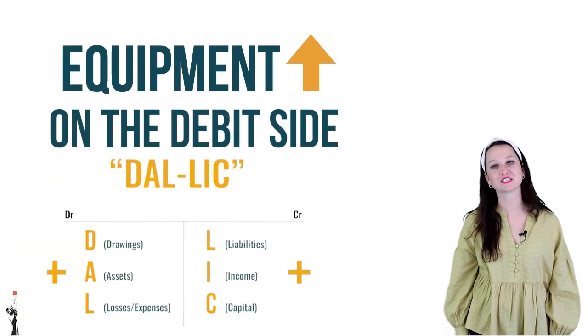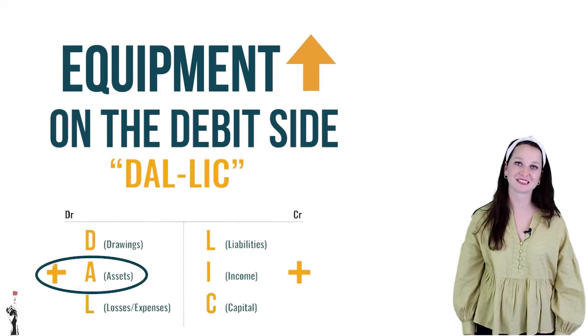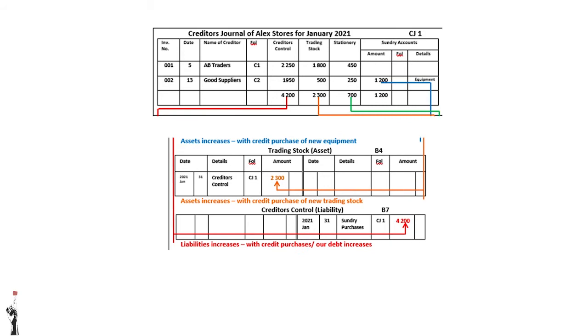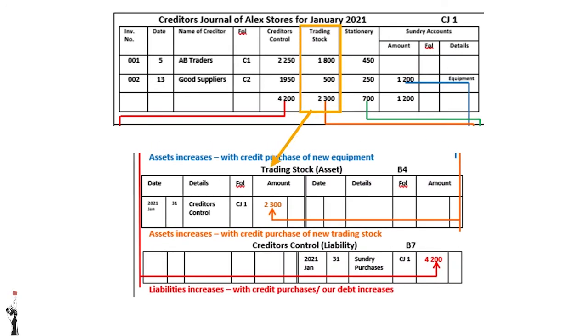Yes, that's correct. Equipment increases on the debit side because it is an asset. The next account is trading stock. Trading stock is also an asset and will also then be debited because assets increase.